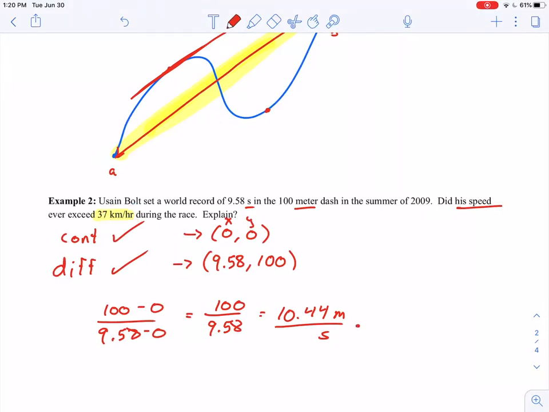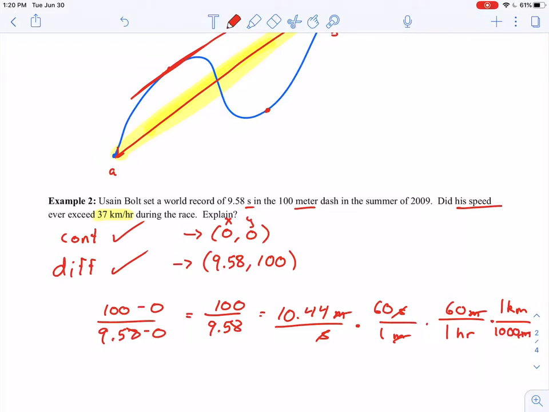So let's convert seconds to minutes. In 1 minute there are 60 seconds, so those two cancel, and then I need to convert minutes to hours. There are 60 minutes in 1 hour, so these two cancel. Now I'm in meters per hour, but I need to convert this to kilometers per hour. In 1 kilometer, there are 1,000 meters. Meters cancel. Now I'm in kilometers per hour.